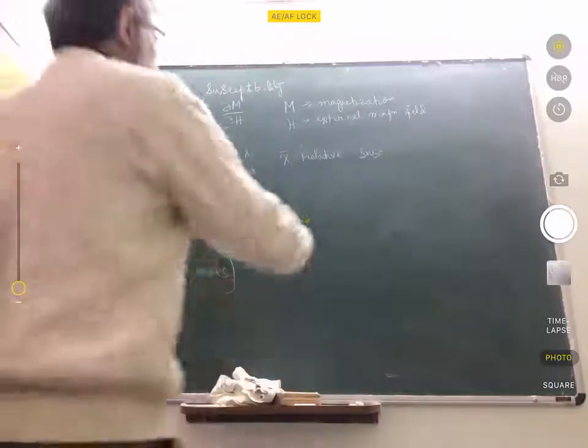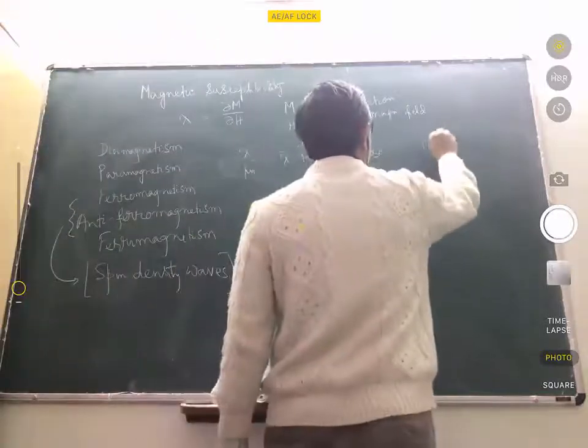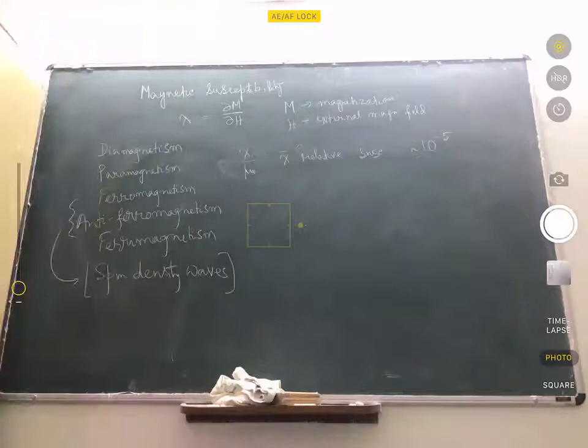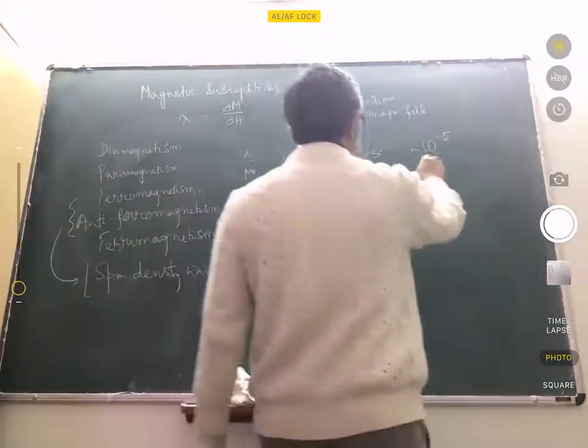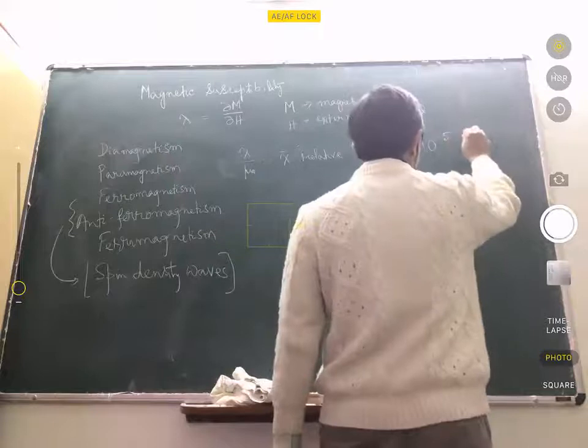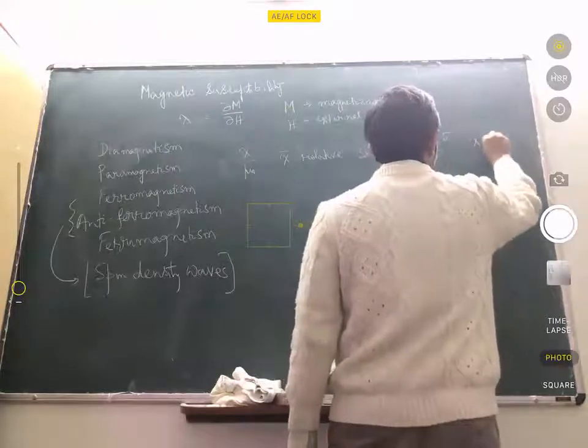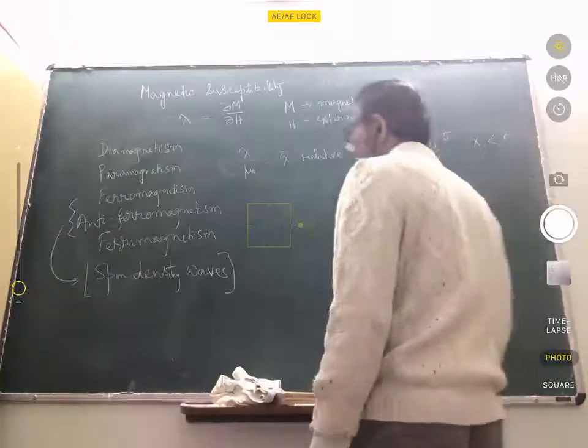So this is very small, something of the order of 10 to the minus 5. But the most important point is that it is negative. So chi in a diamagnet is less than zero.